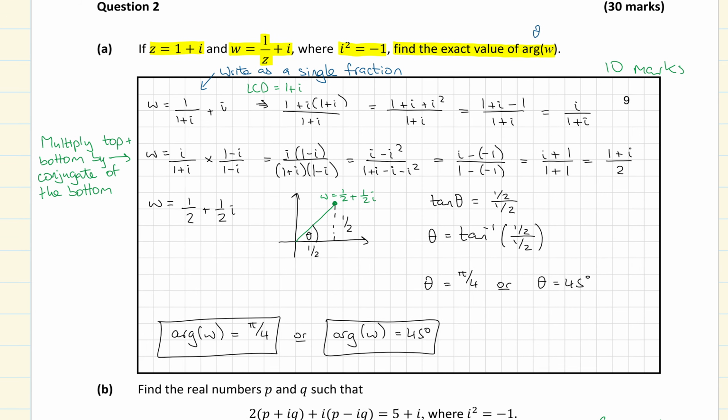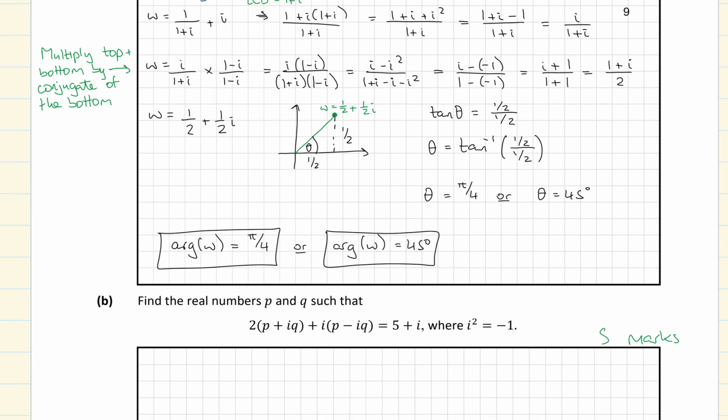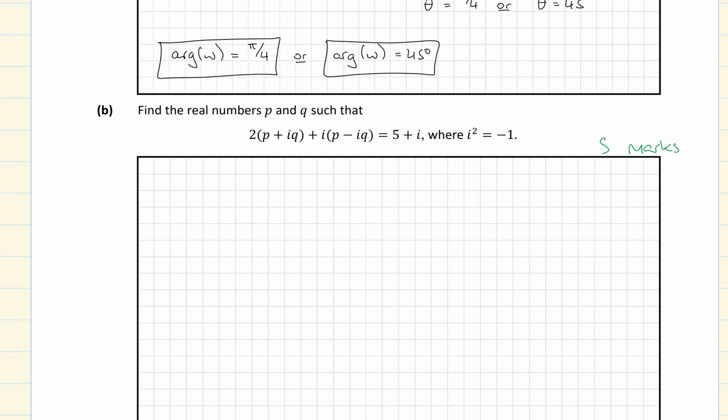Okay, that's part A answered for 10 marks. We'll have a look at part B now. So we're being asked to find the real numbers p and q such that, and they give us this equation, and they remind us again i squared equals minus 1. So first thing I'm going to do here, I'm seeing brackets. Brackets means multiply. So we have 2 times p plus iq plus i times p minus iq equals 5 plus i. Multiply out.